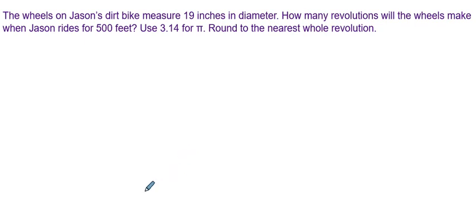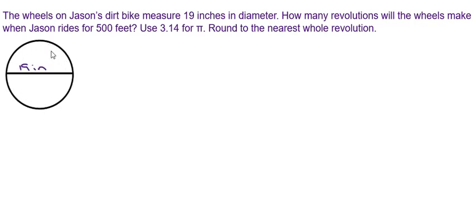Our first thing we want to do is start to draw our diagram, and then we're going to start thinking about what we know about that. So we have a circle with a 19-inch diameter based on the problem right here.